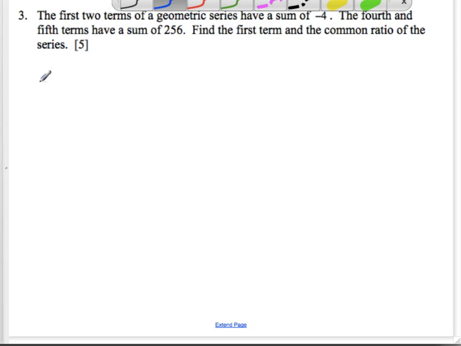All right, so here we go. We have first two terms of a geometric series have a sum of -4. So I'm going to take that and convert that into an equation. So the first term is u1. The second term is u2, or I could write it as u1r, and that equals -4.